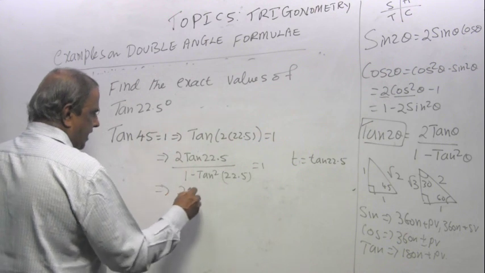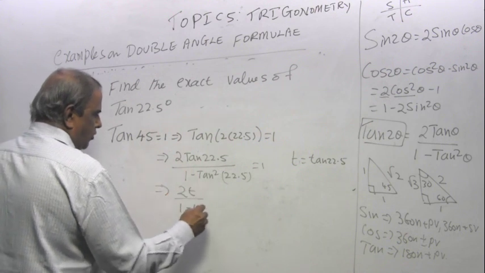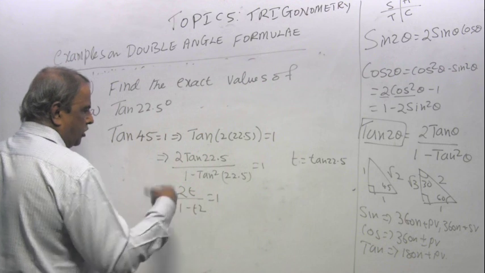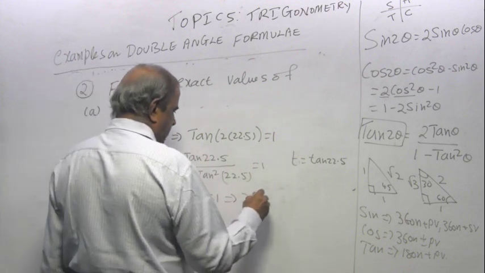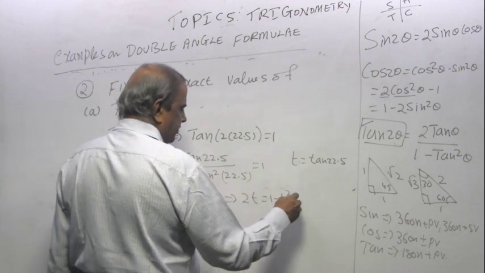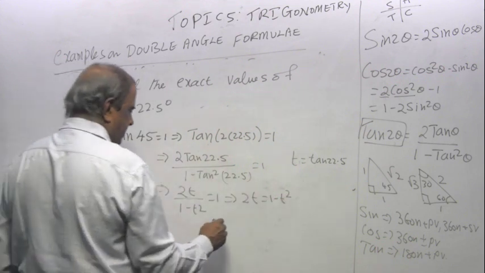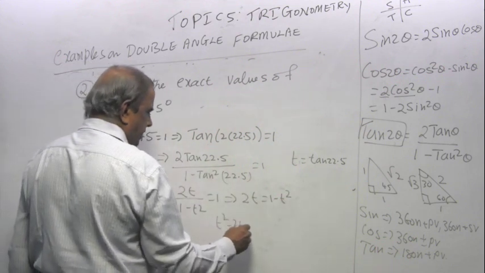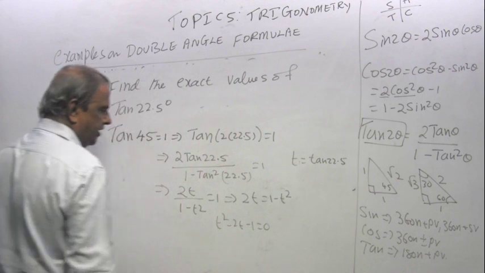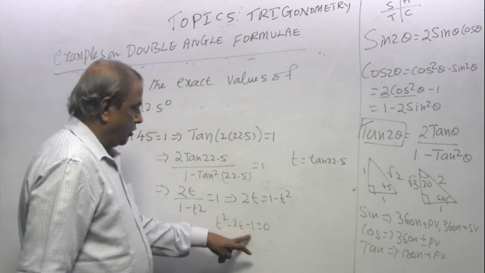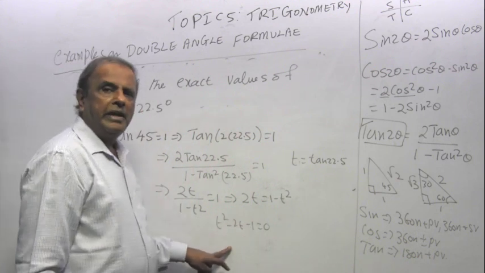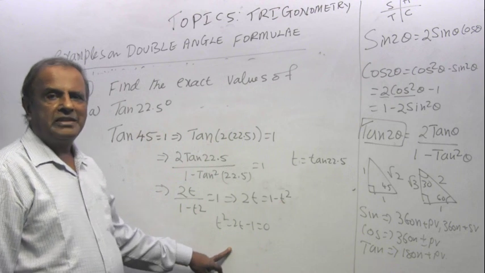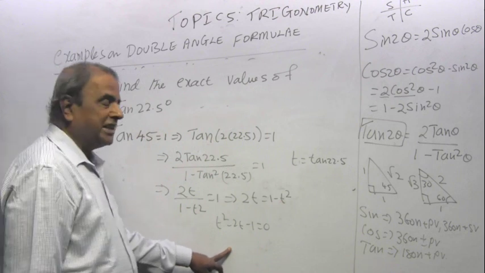I get 2t over 1 minus t squared equals 1. Cross multiply. 2t equal to 1 minus t squared. Take everything to one side. I get t squared minus 2t minus 1 is 0. Product is minus 1. Sum is minus 2. No factors. You can't factorize.